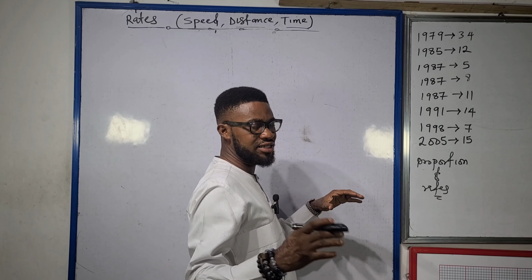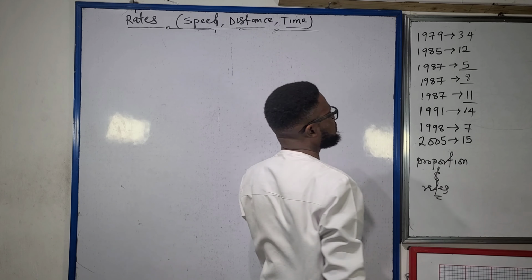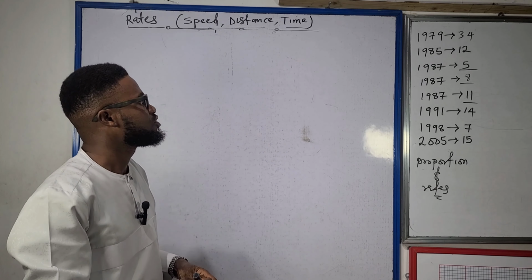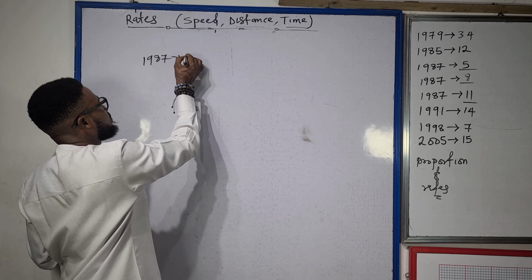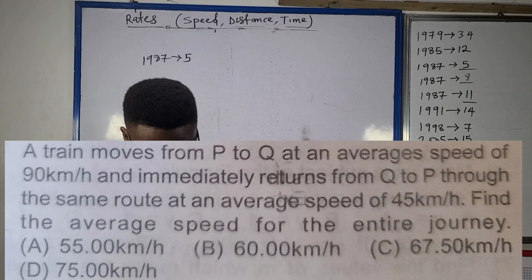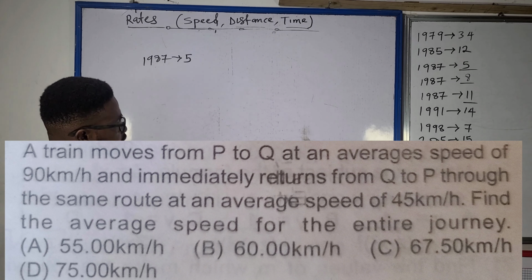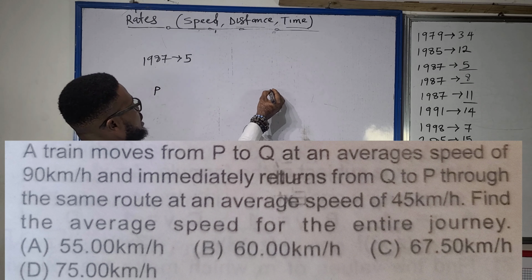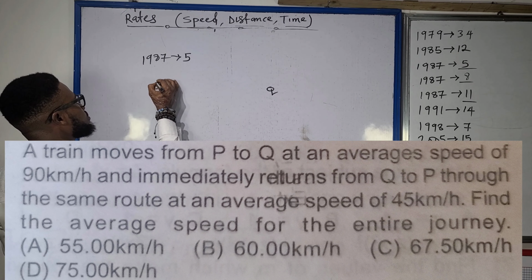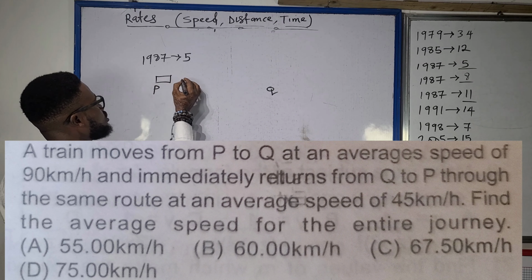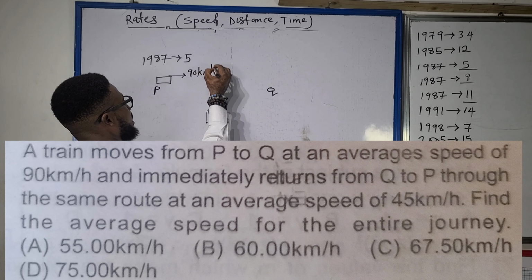Moving on, 1987, you can see we have question 5, question 8, question 11 in a single year. So 1987 question 5. A train moves from P to Q at an average speed of 90 kilometers per hour. Okay, let this be P, let this be Q.